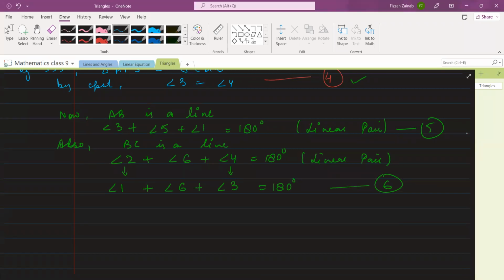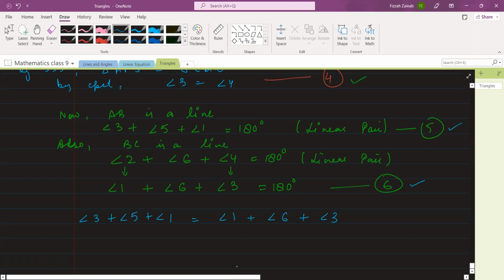Yeah, now see here, this and this. So the right hand side is 180 degree, right? Both. So that means their left hand side is also equal. So that means angle 3 plus angle 5 plus angle 1 is equal to angle 1 plus angle 6 plus angle 3. Now we have angle 3 both sides, then angle 1 both sides. So this gives us that angle 5 is equal to angle 6.